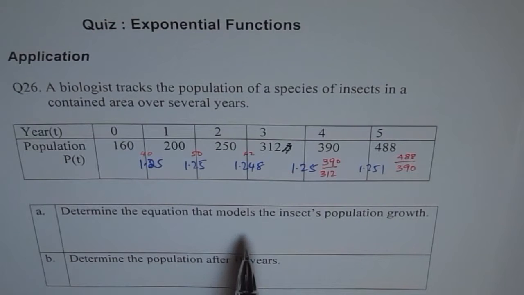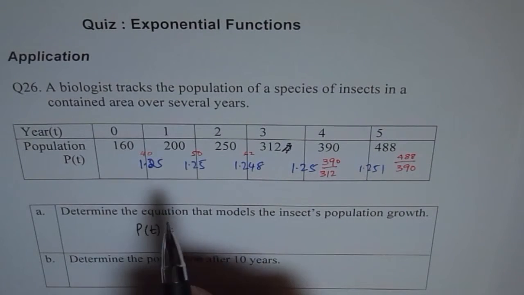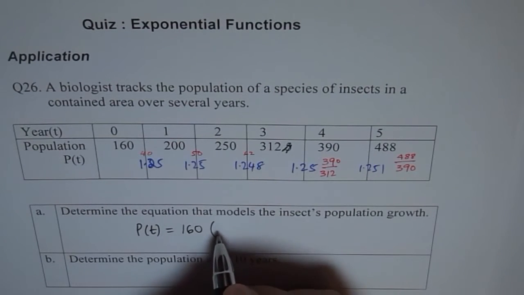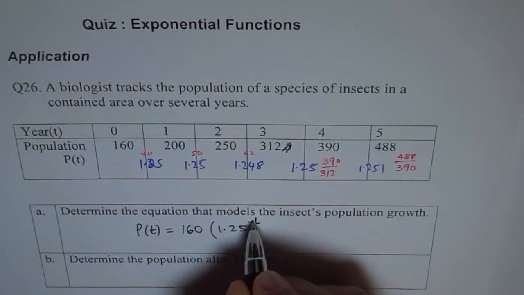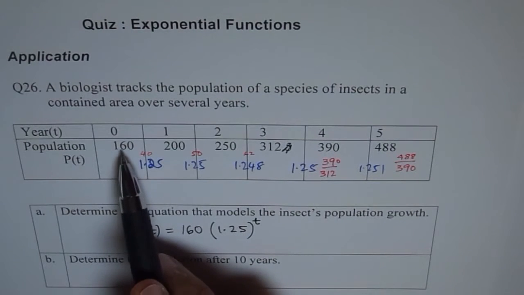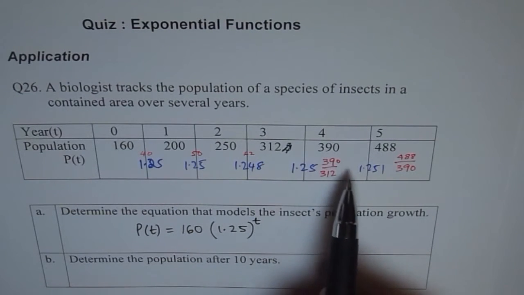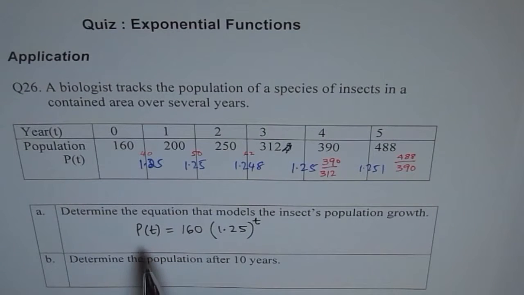It says determine the equation that models the insect's population growth. So we say the population P(t) equals the initial population, which is at t equals 0, 160, times 1.25, the growth factor, to the power of t. If we write t equals 0, we get 160, which is this. If I write t equals 1, after 1 year, it is 160 times 1.25. If I multiply 160 by 1.25, I get 200. Next year, I have to multiply again by the growth factor of 1.25. When I multiply 200 by 1.25, I get 250. And when I do the same, I get a value which is very close to the population. So this model represents the data given to us. That's the way to find a model for a given situation.